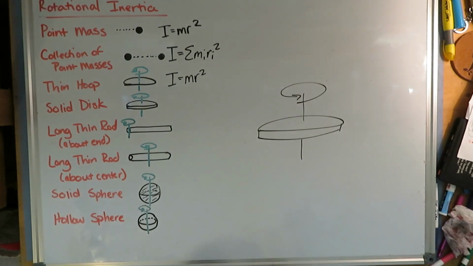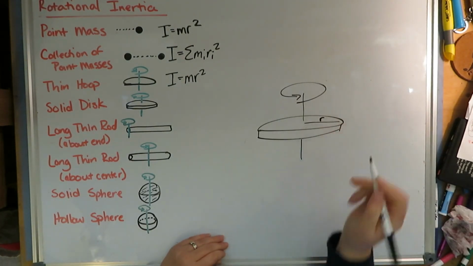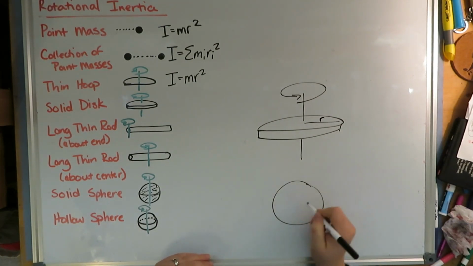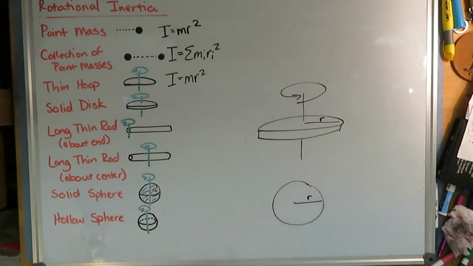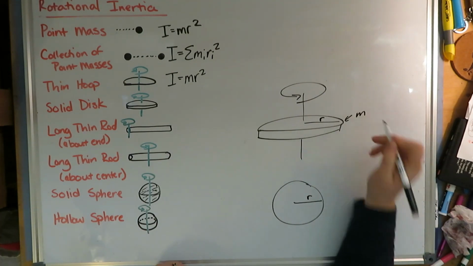So the next one is the solid disk. So here I'm doing a side view. You could look at a top-down view. It would just be a circle there. The idea is that this whole thing has a mass of m.